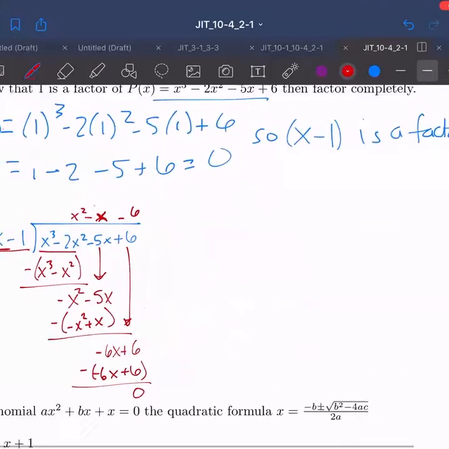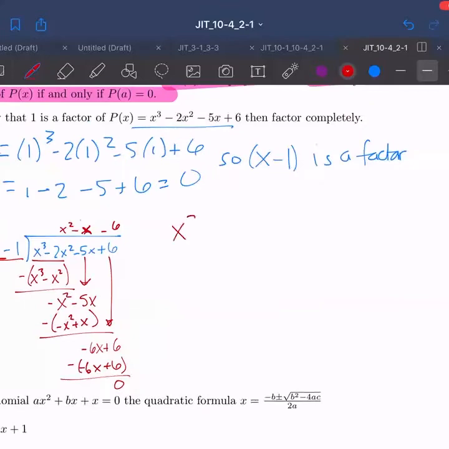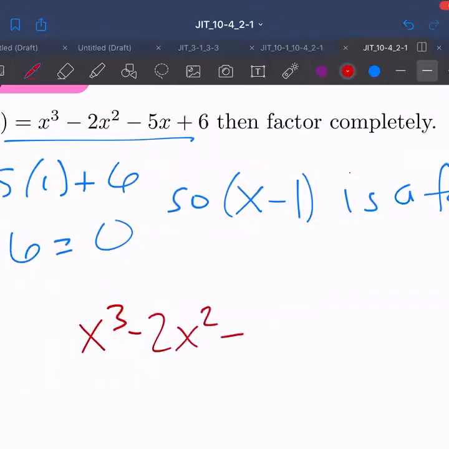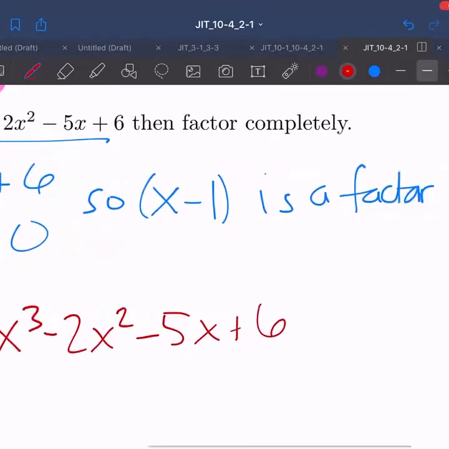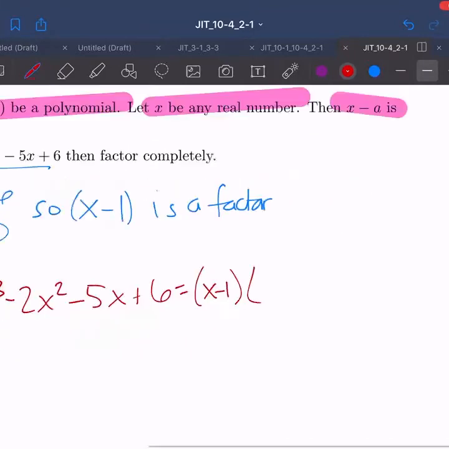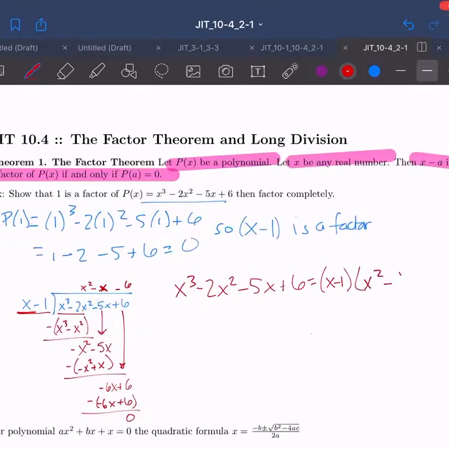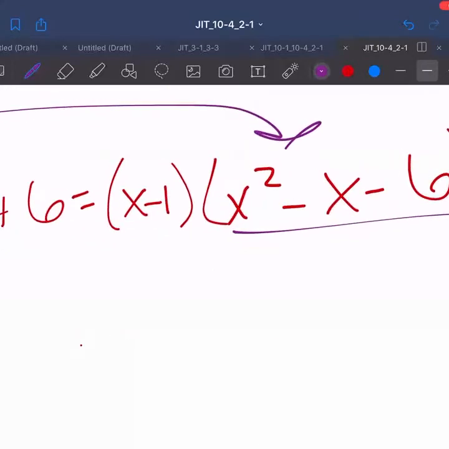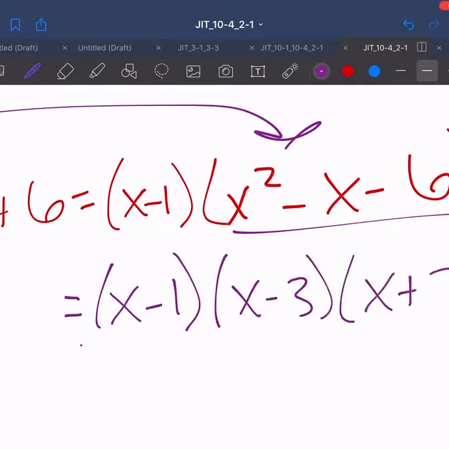So that means that my polynomial, so p of x, so x cubed minus 2x squared minus 5x plus 6, factors into x minus 1 times x squared minus x minus 6 from over here. Now, this is not factored completely, though, because I can still factor this. Okay, so factoring completely, it'll give me x minus 1 times x minus 3 times x plus 2.